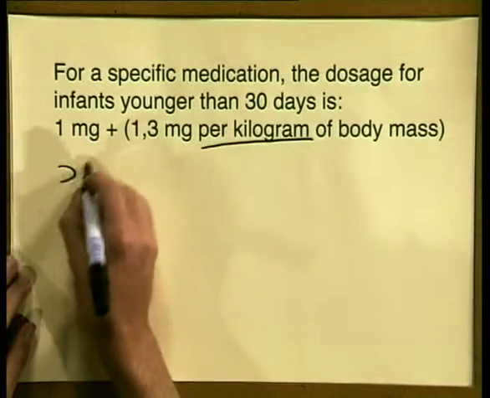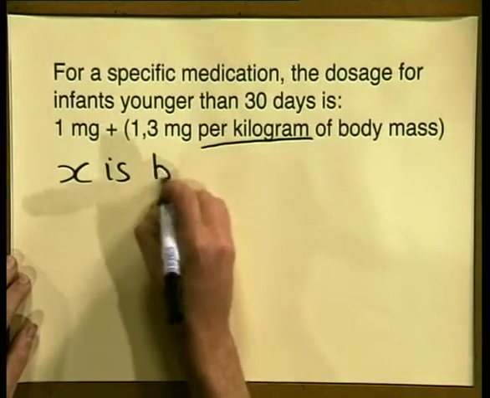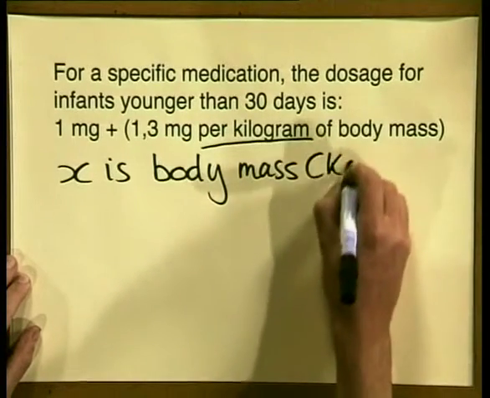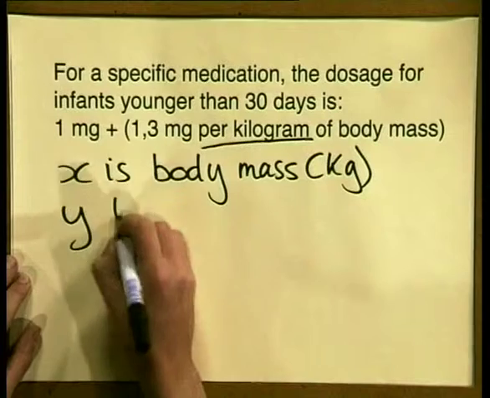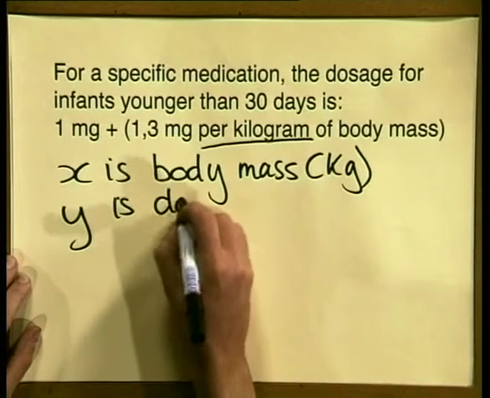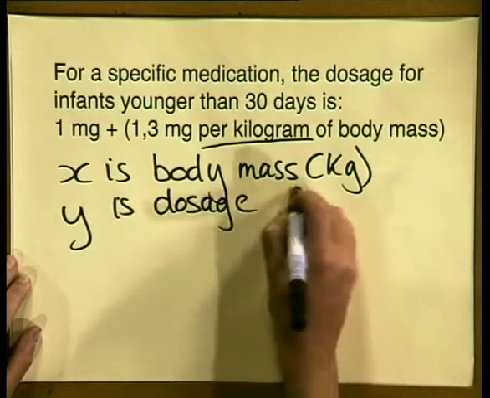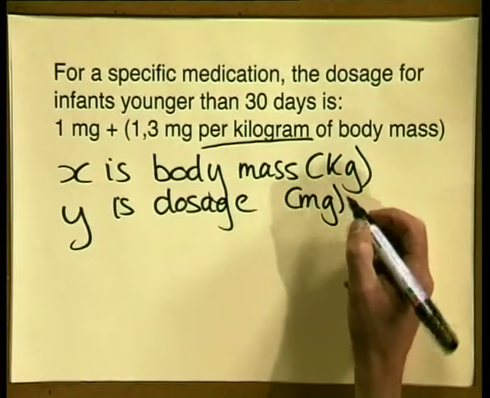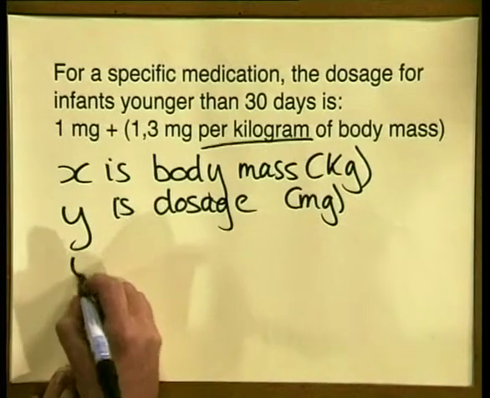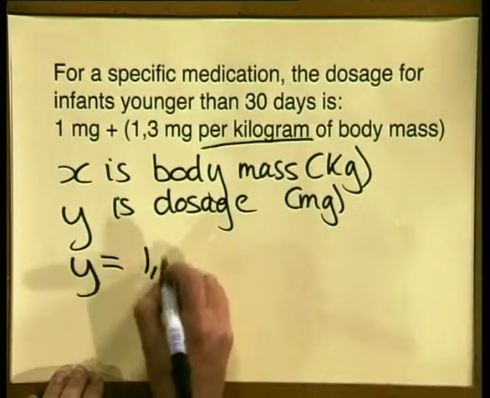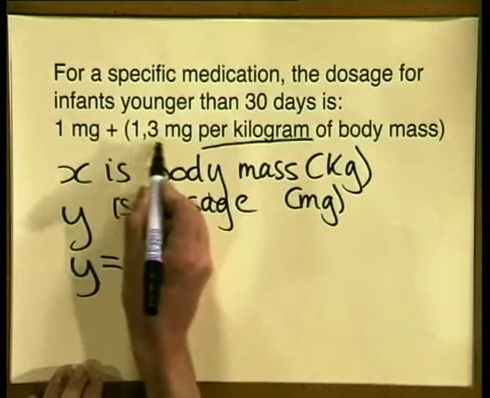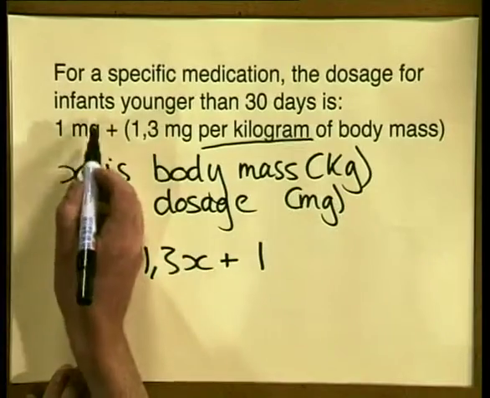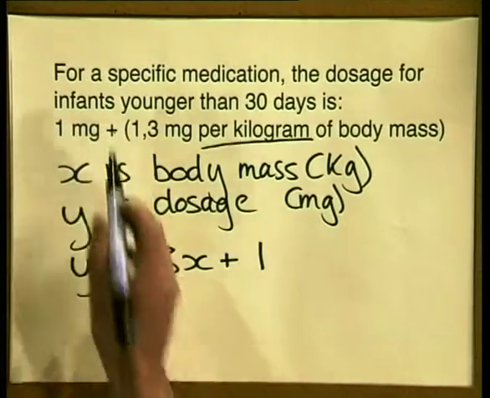Now, x is the body mass, and its units are kilograms, while y is the dosage, and its units are milligrams. Now, by now we should know that the formula for the dosage, y, is equal to 1,3 multiplied by x, that's 1,3 milligrams per kilogram of body mass, plus 1, because we need to add 1 milligram on.